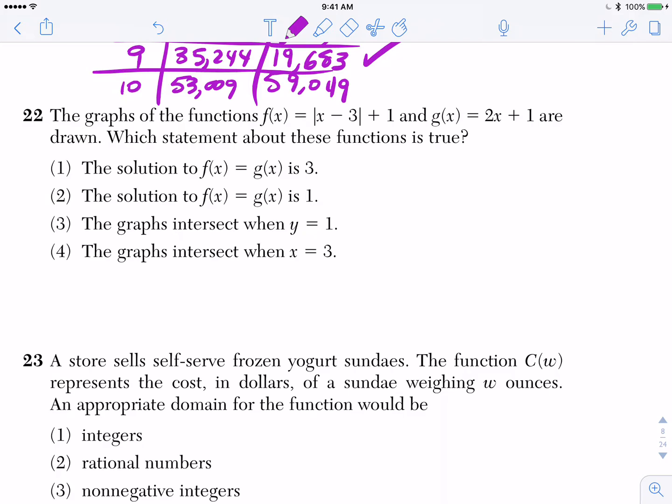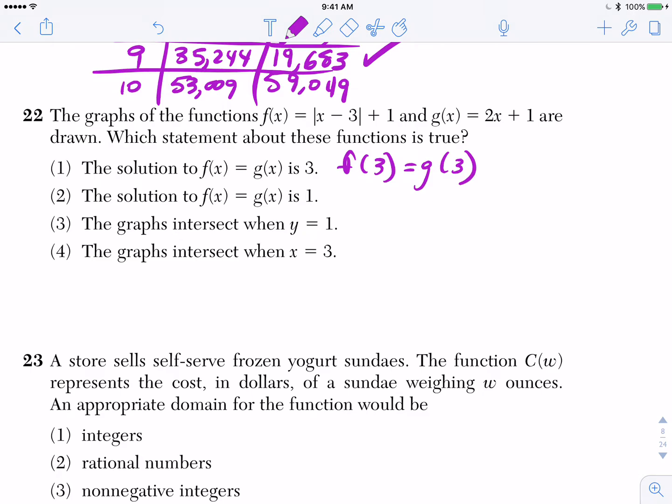Some terminology here of what the actual solution is. So 1 and 2, the way those are phrased is referring to the x value. So it says the solution to f of x equals g of x is 3. That's saying that f of 3 should equal g of 3. And same thing for number 2, but with 1.